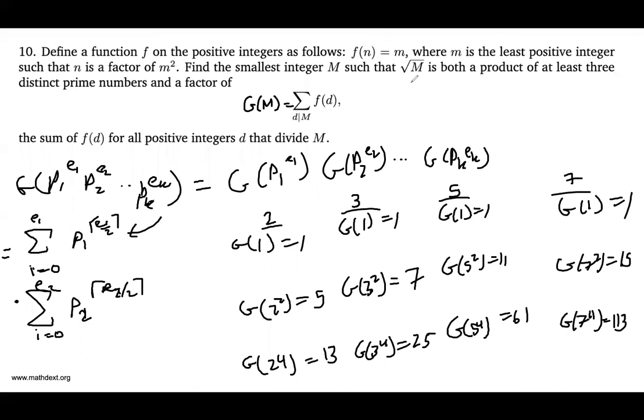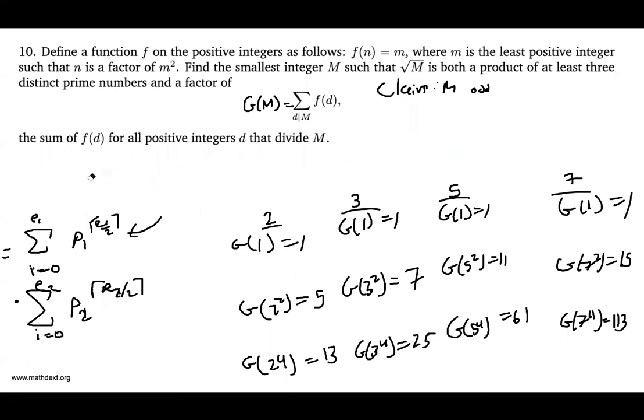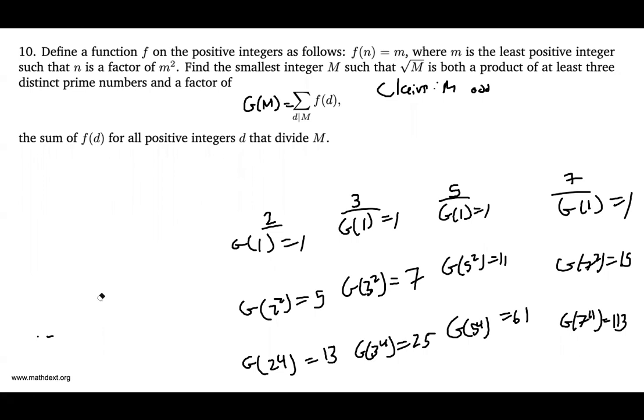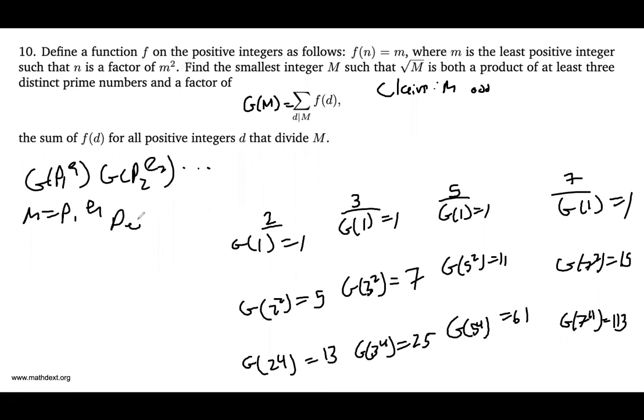We seem to be running out of space already here. Claim: m is odd. The reason is, let's say that m is even. I might get rid of this stuff so we have more space. Then m is a factor of g of m. However, g of m is just a product of g of p1 to the e1, g of p2 to the e2, so on and so forth, where m is equal to p1 to the e1 times p2 to the e2, and so on. However, if you take a look at these guys, all of them are odd.